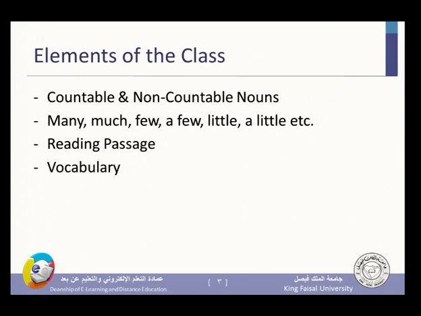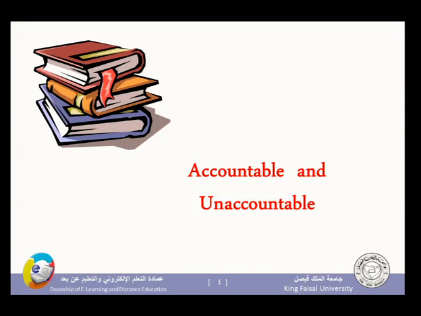As I can count it, say 1, 2, 3 of it, it is countable. But if I say sugar, of course it is uncountable. I couldn't say 2 sugars, 3 sugars, for example. But books, so it is countable.